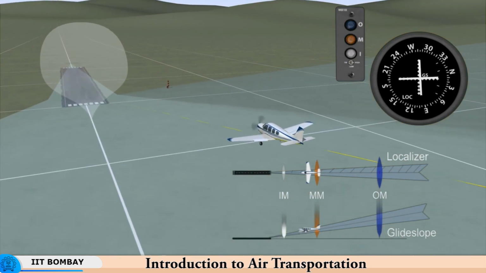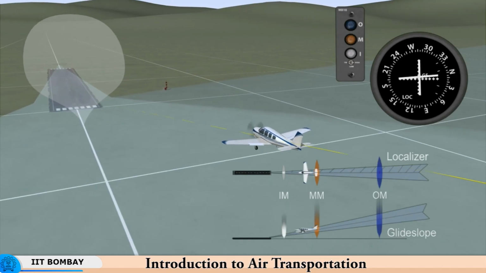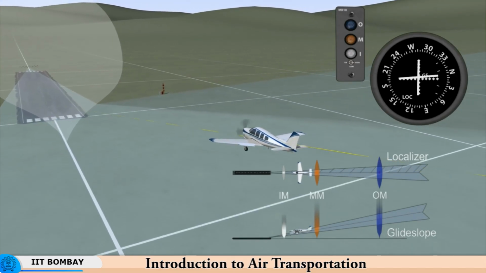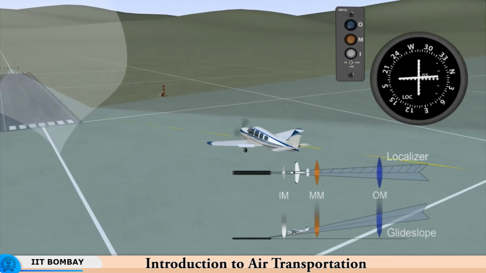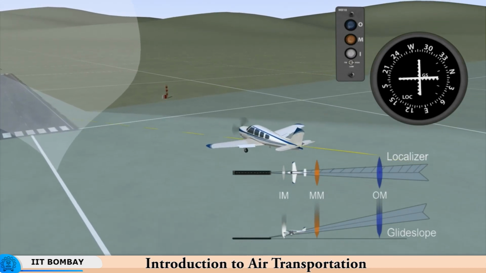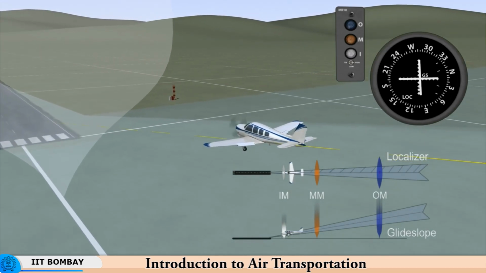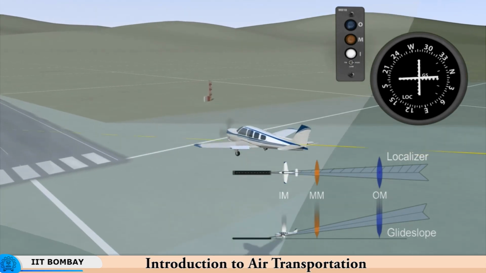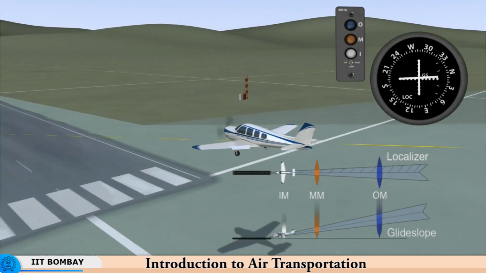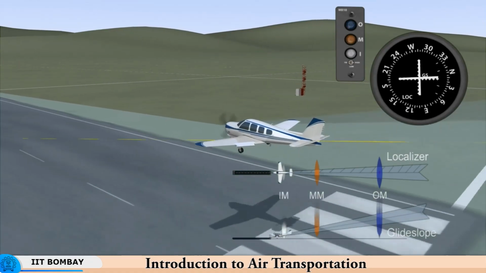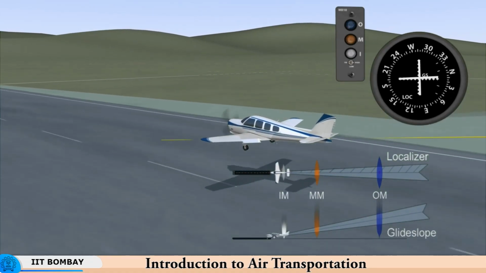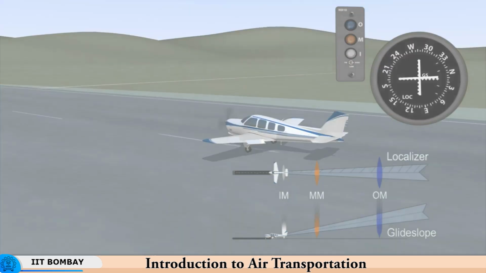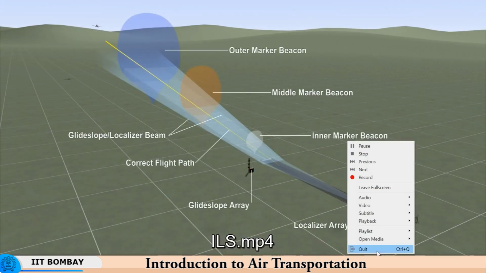Okay. Once you have crossed the middle marker, you are now going to approach the inner marker. The inner marker is, as I said, very near to the runway, just about 60 meters from the runway. And that is it. So, at the end of it, you are landing the aircraft.